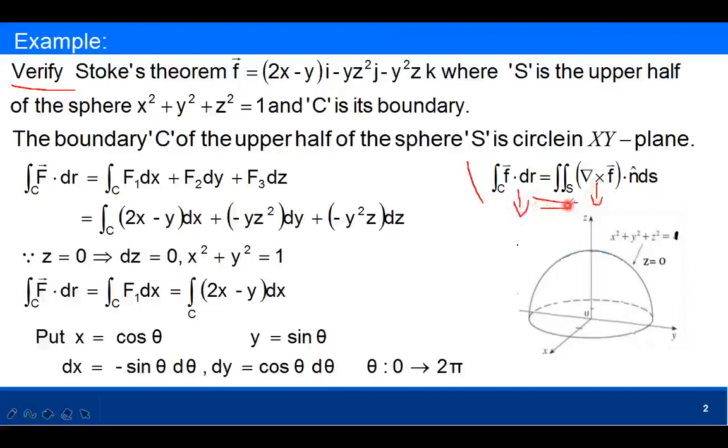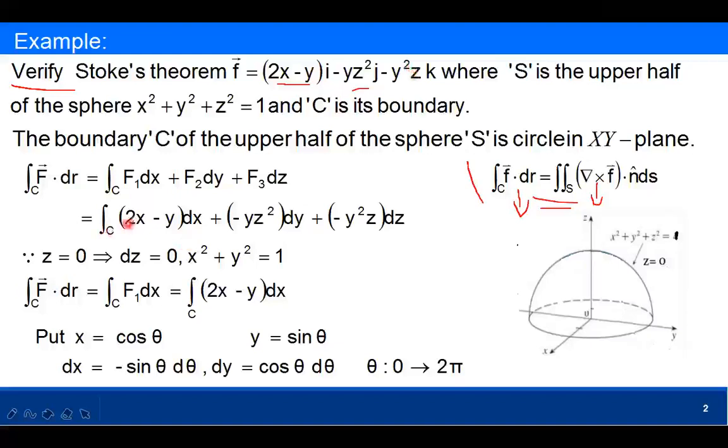So now first we will calculate this integral F bar dot dr over the curve C. Since integral F bar dot dr over C equals integral F1 dx plus F2 dy plus F3 dz. Now what is F1, F2, F3? This is F1, this is F2, this is F3. Therefore integral of (2x − y) dx plus (−yz²) dy plus (−y²z) dz over the curve C.